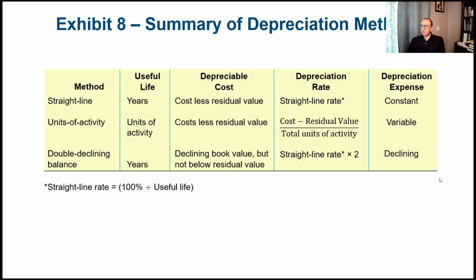So a summary of depreciation methods here: you can see the straight line, the units of activity, and the double declining balance. The useful life is usually by year, except for the units of activity, where it's by the units of activity. The depreciable cost is cost less residual value for the straight line and the units of activity, but for the double declining balance method, it's declining book value, but not below residual value. And this is the formula for the depreciation rate. The depreciation expense for the straight line is constant. For the units of activity, it's variable. For the double declining balance method, it's declining.